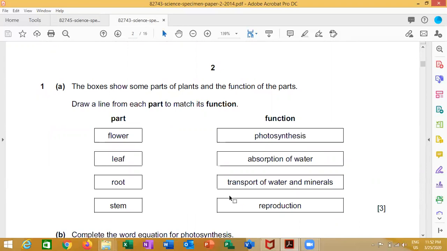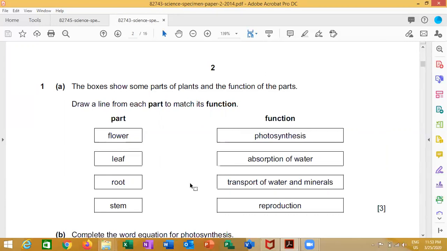The flower here is responsible for reproduction because it will produce the female sex cell and the male sex cell. What is the function of the leaf? The leaf is responsible for the photosynthesis process because it contains chlorophyll, which is responsible for absorbing the sunlight to give the plant the energy to carry out photosynthesis. The root is responsible for absorption of water because it absorbs the water and minerals from the soil. The stem is responsible for transporting water and minerals. Why? Because it contains the vascular bundle that contains the phloem and xylem, which are responsible for transporting the water and minerals.